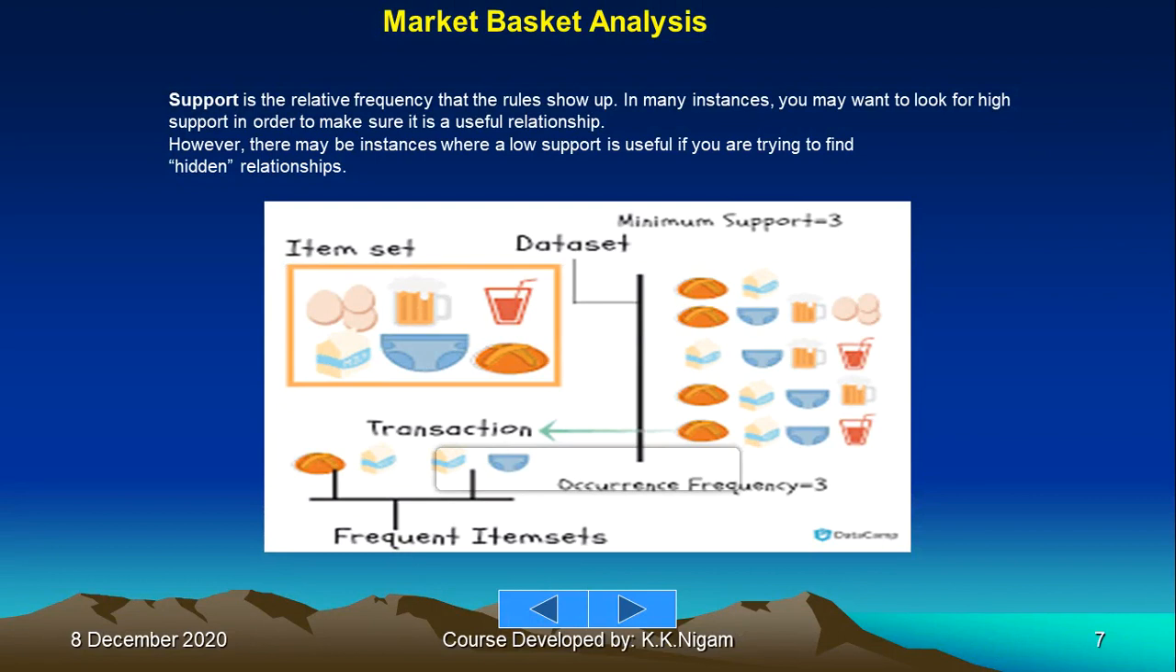Support is the relative frequency that the rules show up. In many instances, you may want to look for high support in order to make sure it is a useful relationship. However, there may be instances where a low support is useful if you are trying to find hidden relationships.